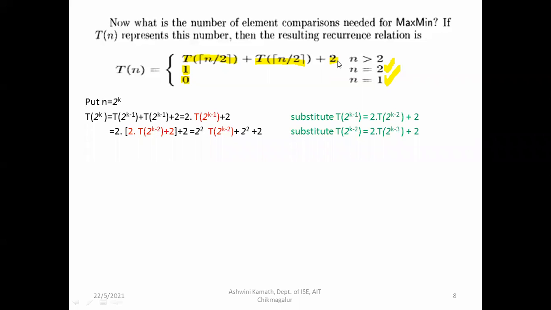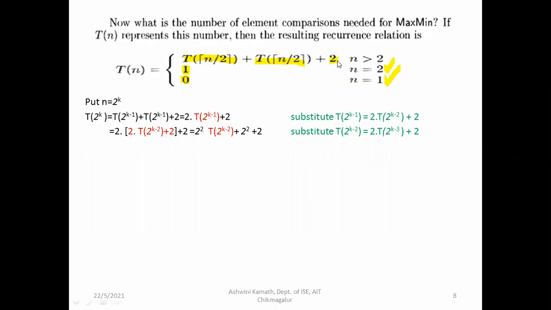So we'll get 2 into, in place of what I have marked with red. Only in place of T of 2 to the power of k minus 1 you substitute. Your remaining will be as it is. So 2 into, outside we have 2 into, you write it as it is, again 2 T of 2 to the power of k minus 2 plus 2. Outside we have another plus 2, add it as it is. So it becomes 2 into 2, 2 square, T of 2 to the power of k minus 2 plus 2 into 2, 2 square. Remaining is 2 plus 2.